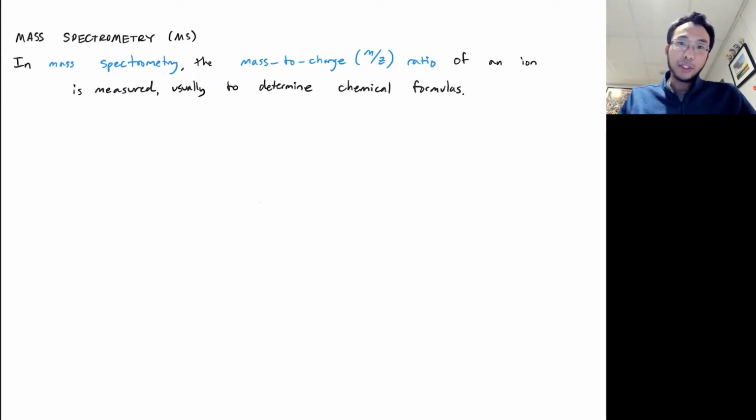In mass spectrometry, or MS, what we're measuring is the mass to charge ratio of an ion. And again, usually the purpose is to determine the chemical formula of a given substance, so molecules in a given substance.